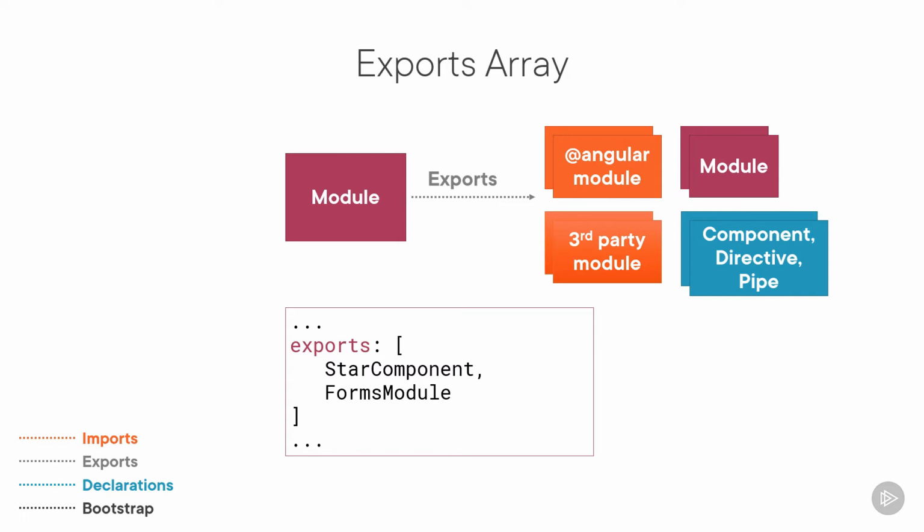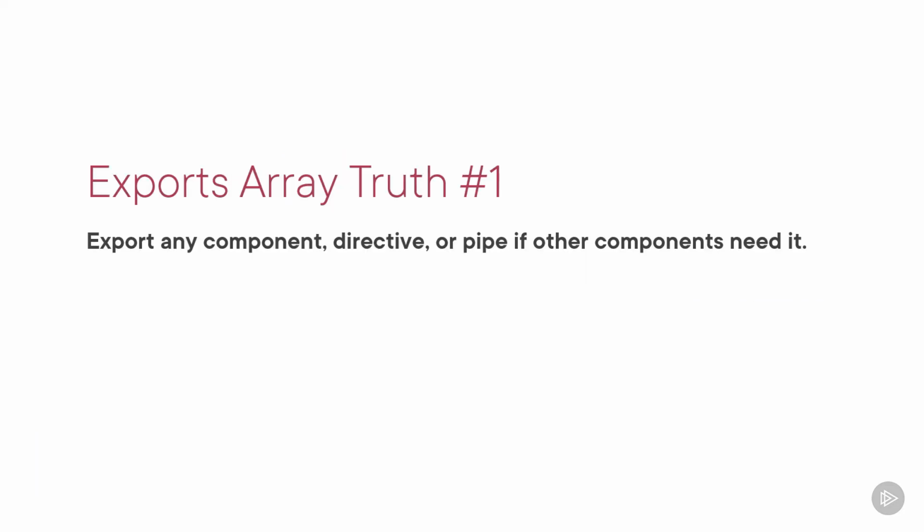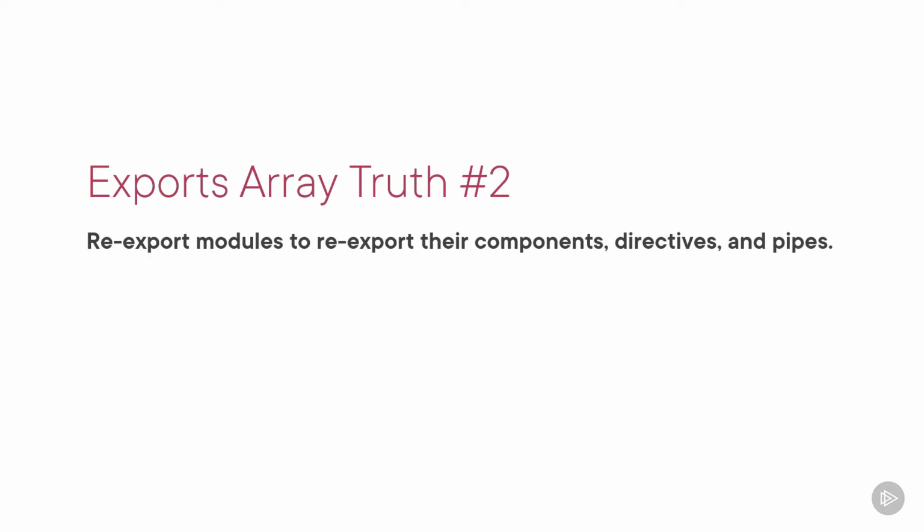Here are some things to keep in mind when using the exports array. Export any component, directive, or pipe if another component needs it. A module can export any of its declared components, directives, or pipes. Re-export modules to re-export their components, directives, and pipes. This is useful when consolidating features from multiple modules to build a convenience or shared module.